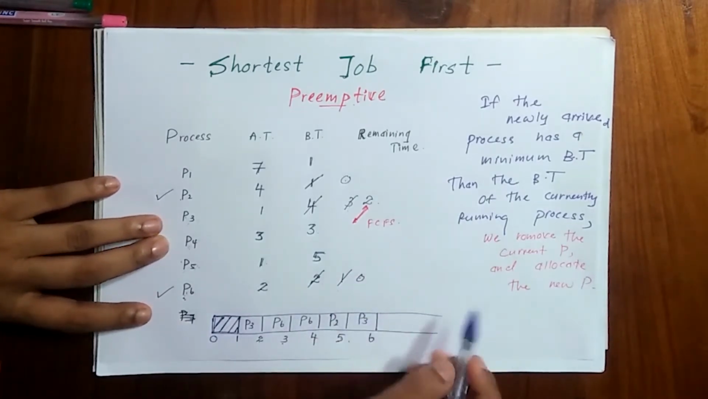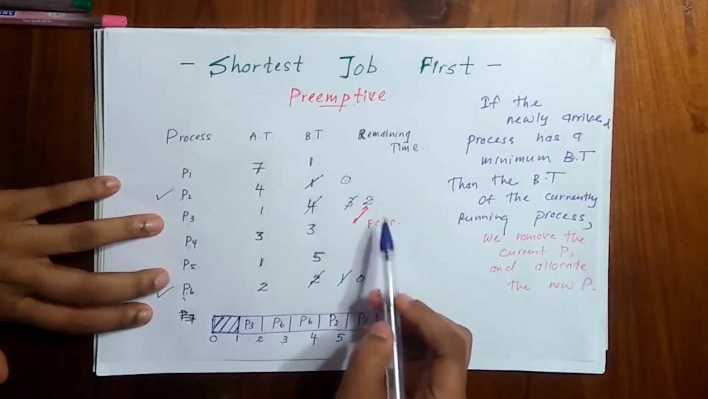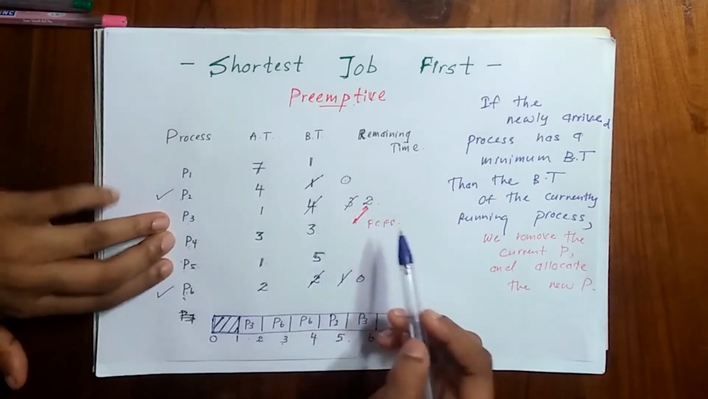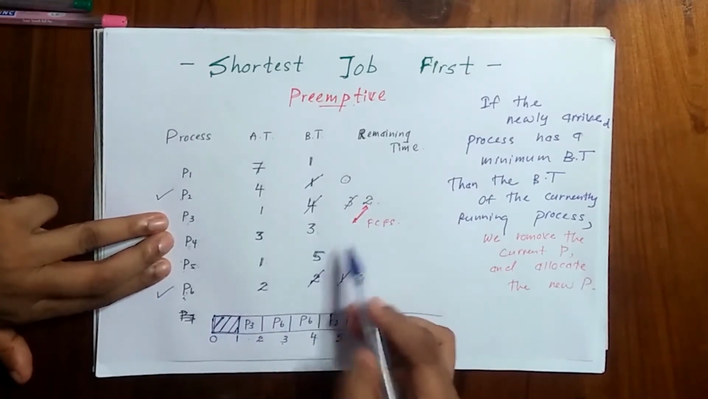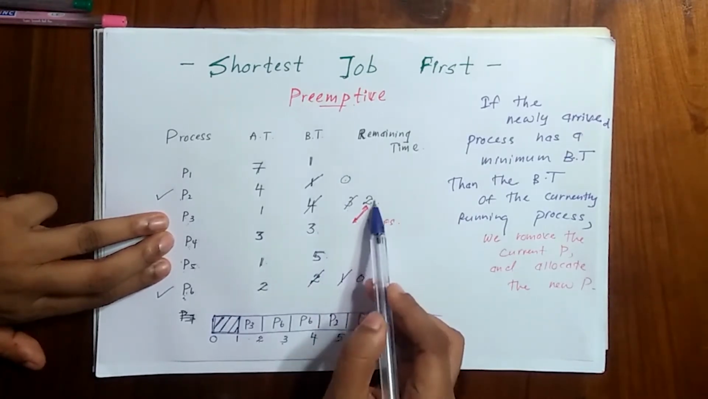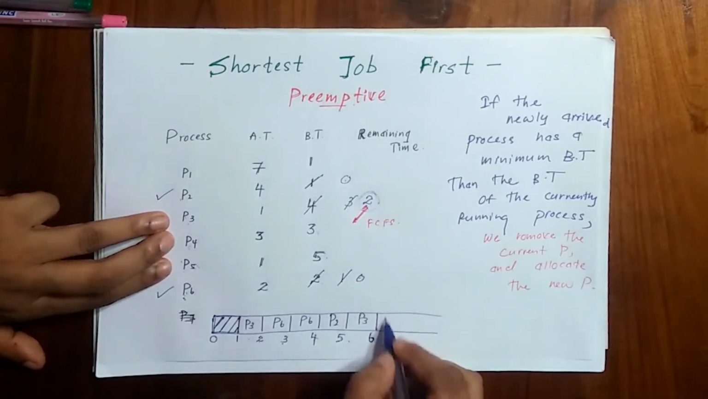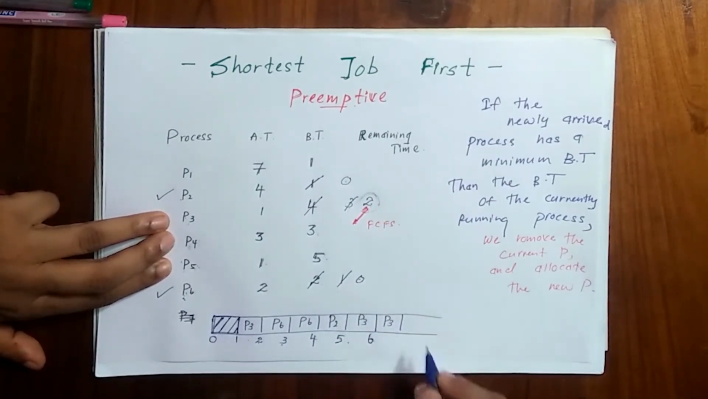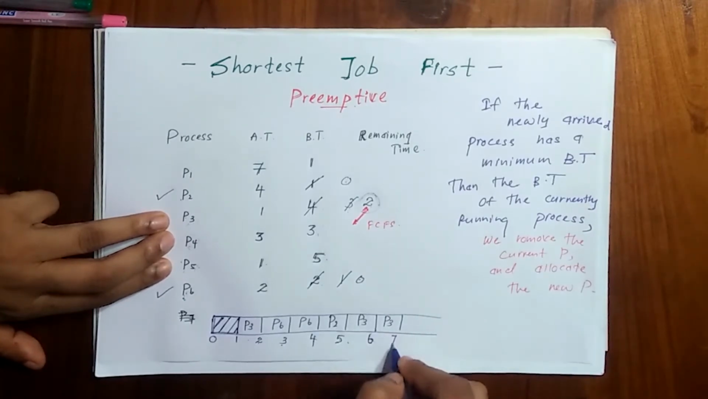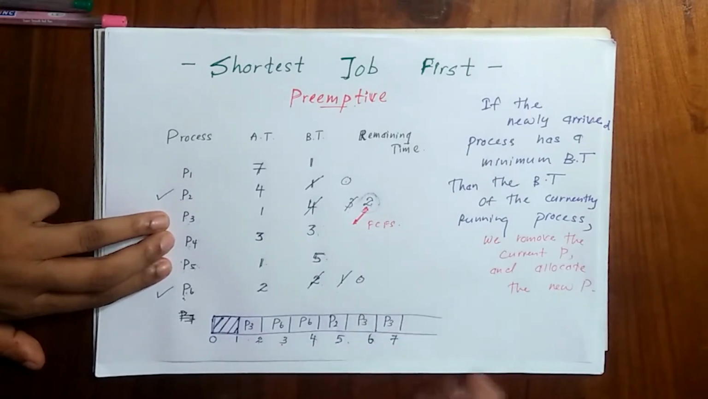Now again within these 6, no new processes are arriving. So we have to select from P3, P4 and P5. From these 3, obviously it is 2 which is the minimum value. So we place P3 here again and we take only 1, right? 7 and 1 remaining.